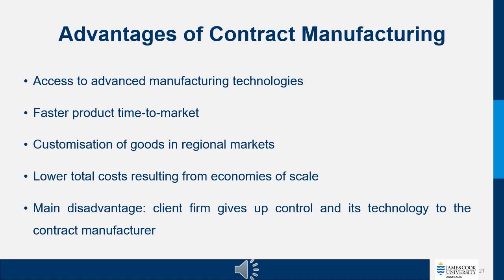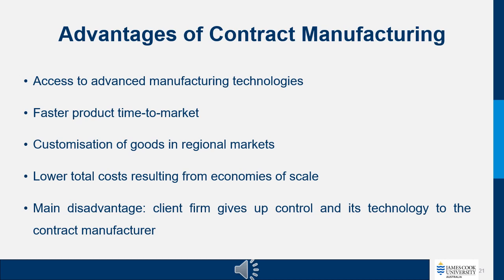As we mentioned, there are some advantages of contract manufacturing, like access to advanced manufacturing technology, faster time to market, customization of goods, especially in regional markets, and lower total cost resulting from economies of scale. There are some disadvantages as well, as we mentioned. The client firm gives up control and technology to the contract manufacturer. So there are lots of advantages and also lots of disadvantages. As an operations manager, we need to be aware of both sides to be able to make the right decision.